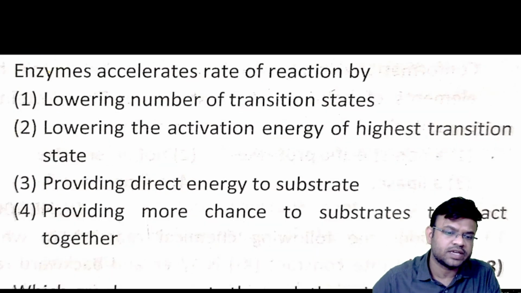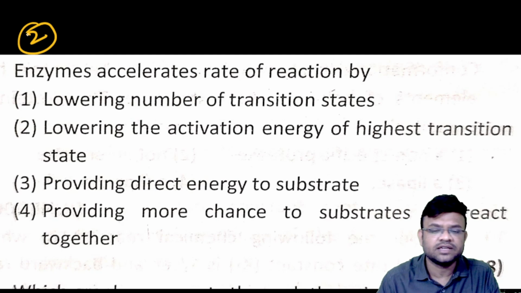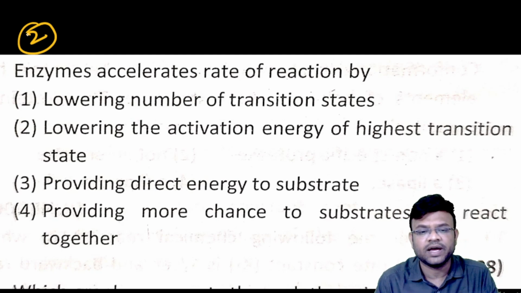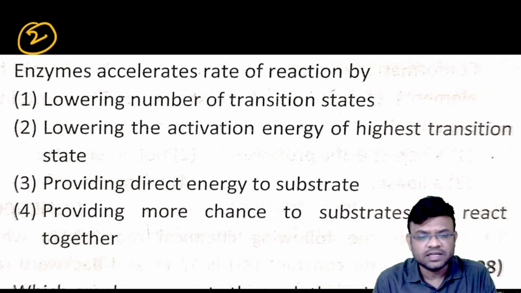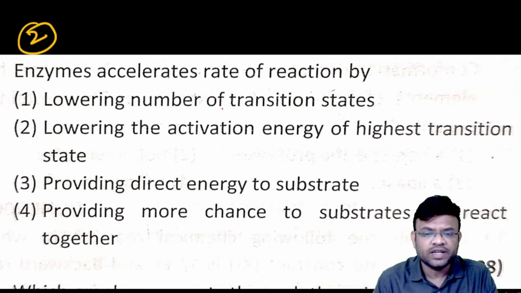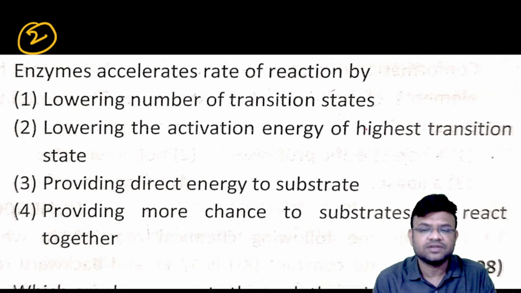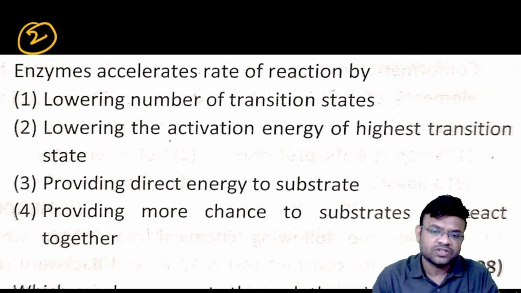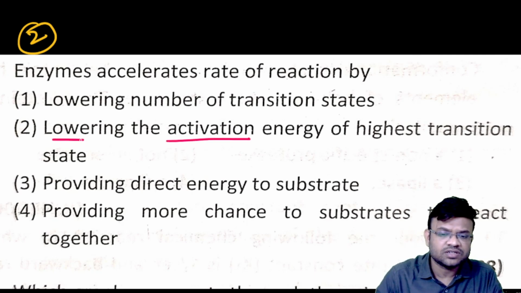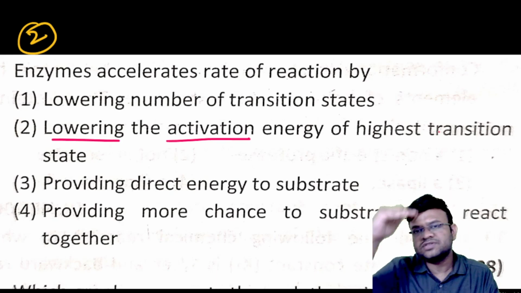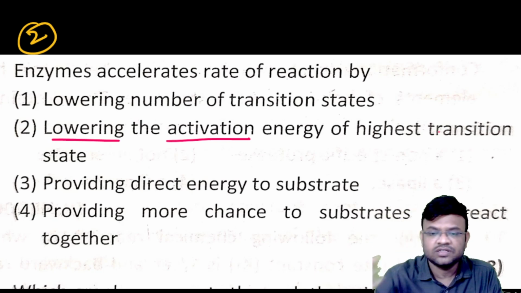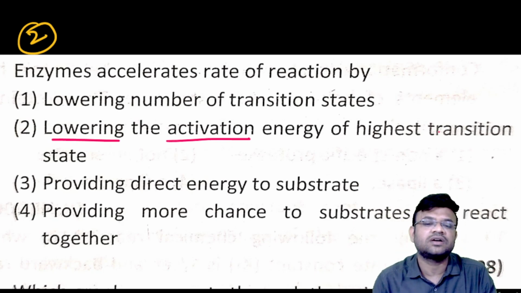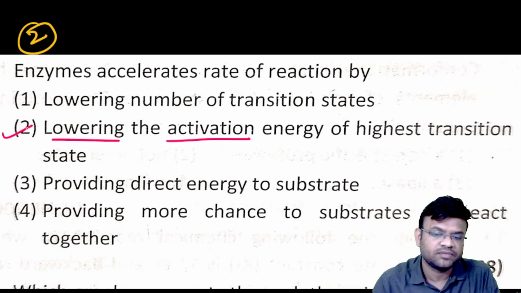Now moving on to the second question. Enzymes accelerate rate of reaction by: lowering the activation energy of the highest transition state. Obviously, we saw that the activation energy is lowered down. So the activation energy to reach the highest transition state is lowered down, and this is the way in which the enzyme accelerates the reaction.